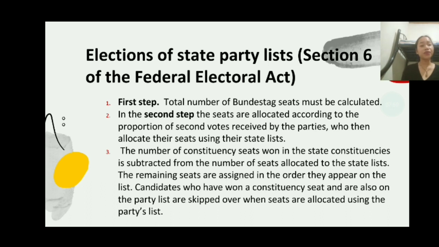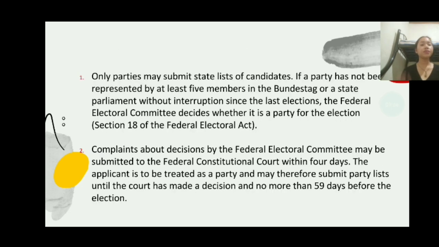So the number of constituency seats won in the state constituencies is subtracted from the number of seats allocated to the state list. The remaining seats are assigned in the order they appear on the list. Candidates who have won a constituency seat and are also on the party list are skipped over when seats are allocated using the party list. So the candidates who have won a constituency seat are automatically allocated their seats.